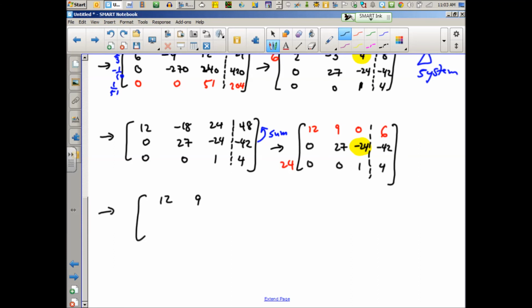So the top row is 12, 9, 0, 6. Middle row is 0, 27, negative 24, negative 42. The bottom row is 0, 0, 24, 96. Then I'll add these two together, placing the answer along the middle row.